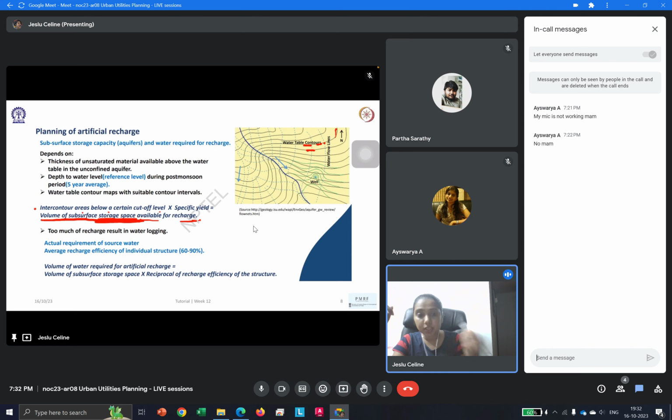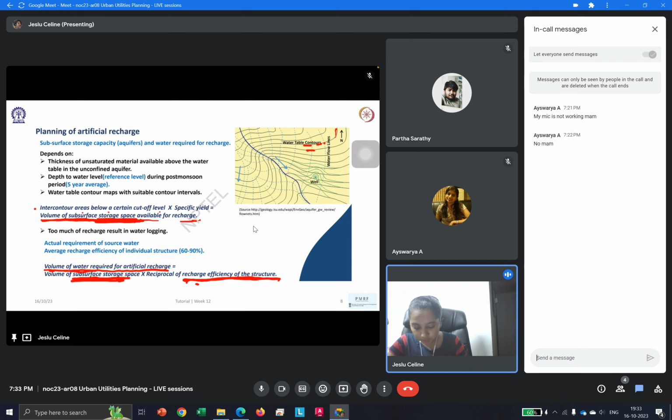Now, here we've been asked about the volume of water which we need. For the volume of water, this amount of space alone might not be adequate. We also need to know the recharge efficiency. From the first part, we got the volume of subsurface storage available. Now we take this volume and divide it by the recharge efficiency of the structure. That will give us the volume of water required for artificial recharge.